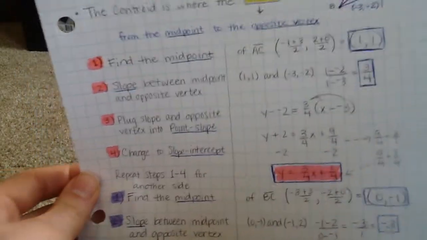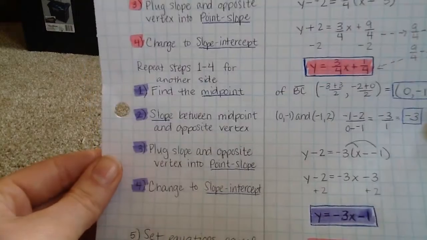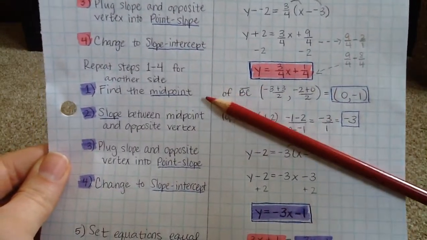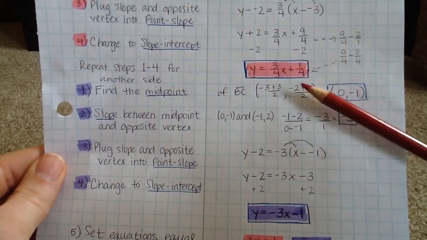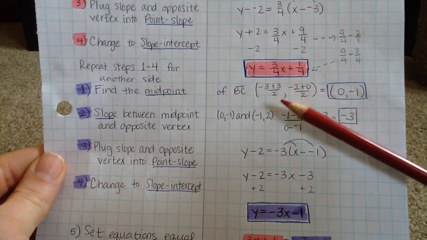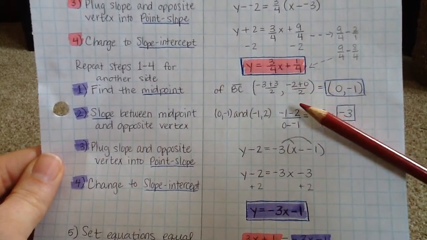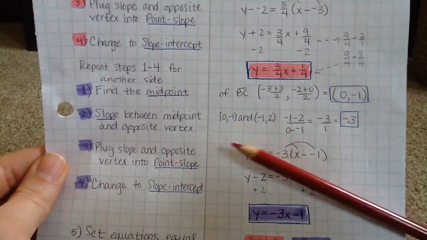Now you are going to repeat those steps to find the median of the other side. So we are going to find the midpoint. That's again average the x's, average the y's. So I have -3 plus 3 divided by 2, I get 0. -2 plus 0 divided by 2, I get -1. So my midpoint is (0, -1).